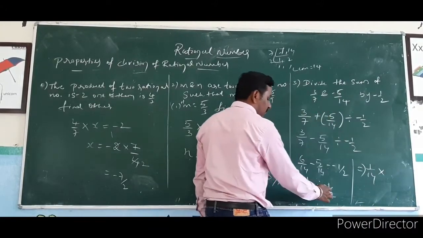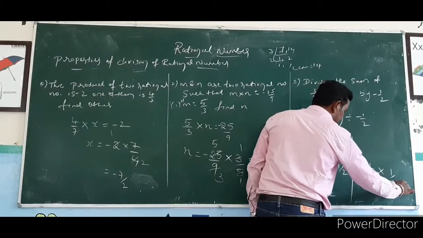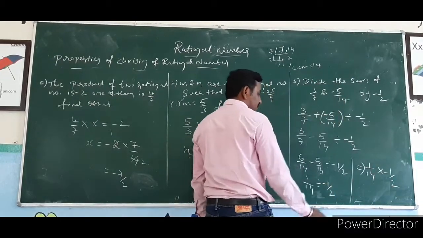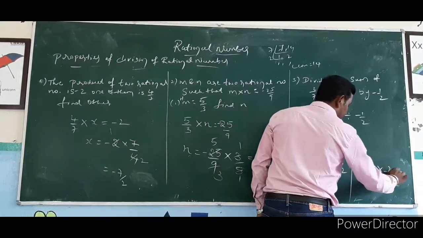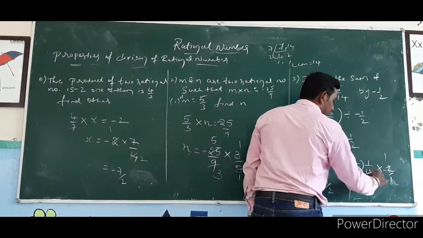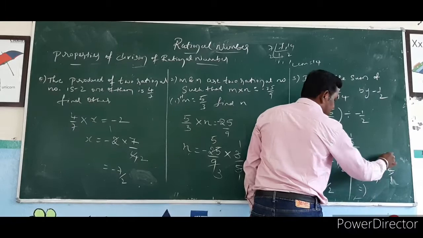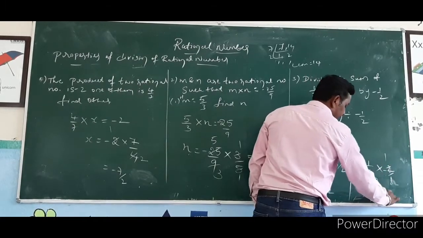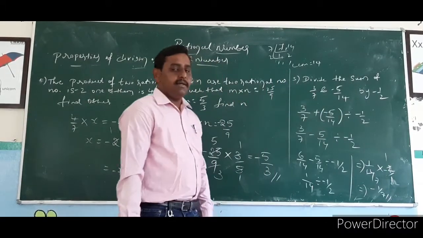Now you can convert it to multiplication. This is changing. 2 will go up, 1 will come in the denominator place. 2 1s are 2, 2 7s are 14. What is the answer? Minus 1 by 7. Minus 1 by 7.